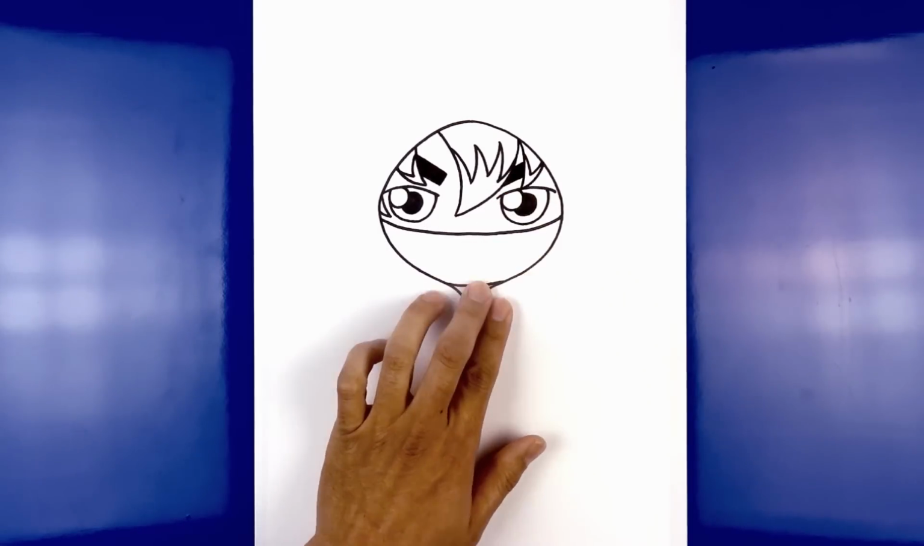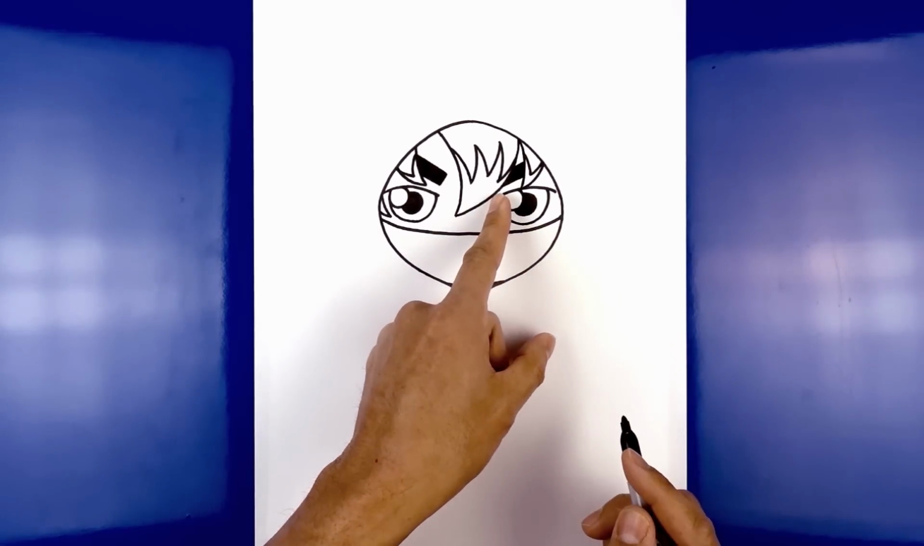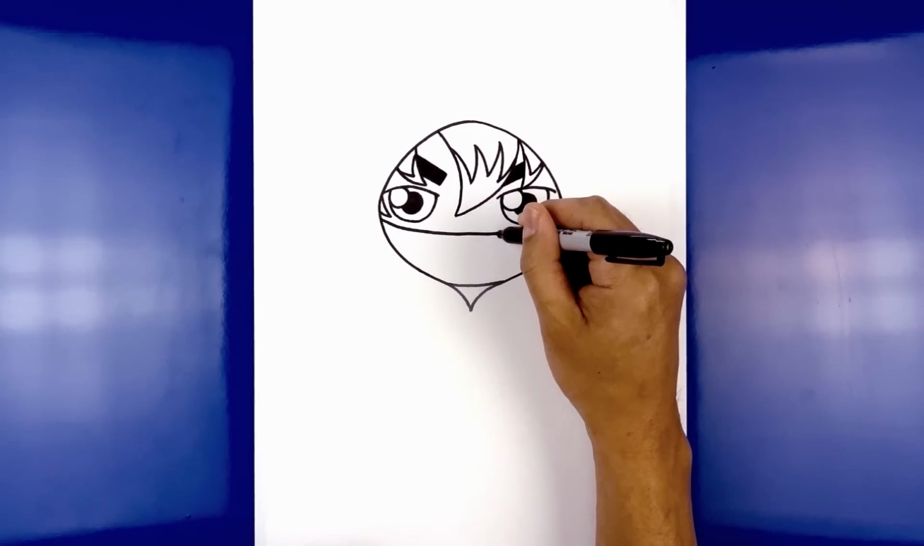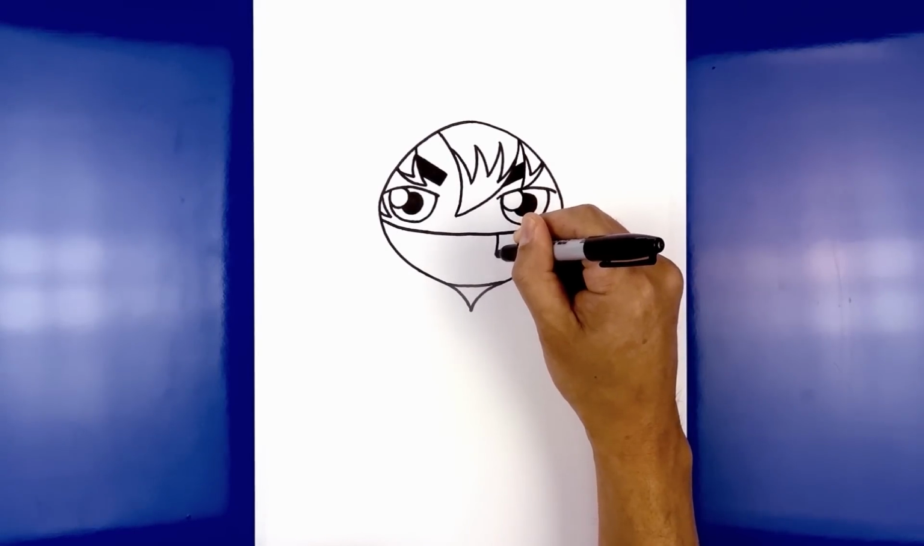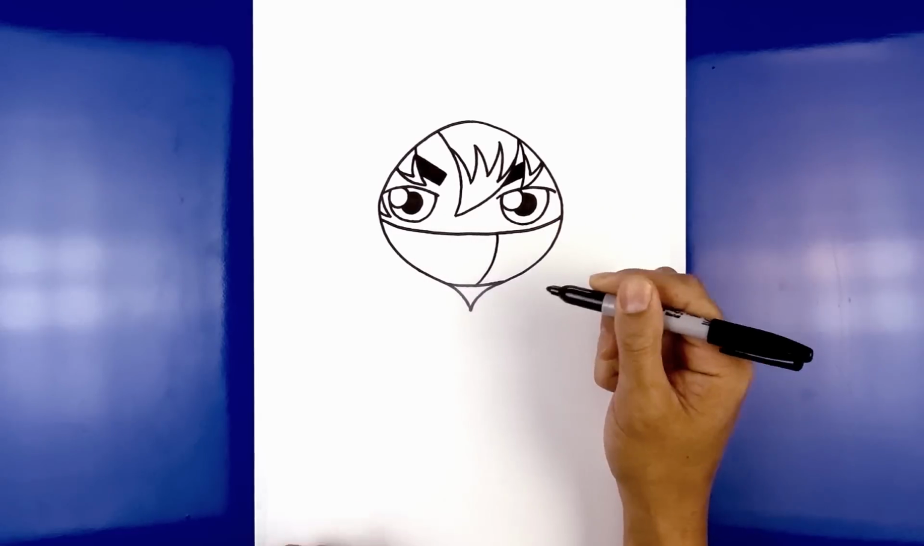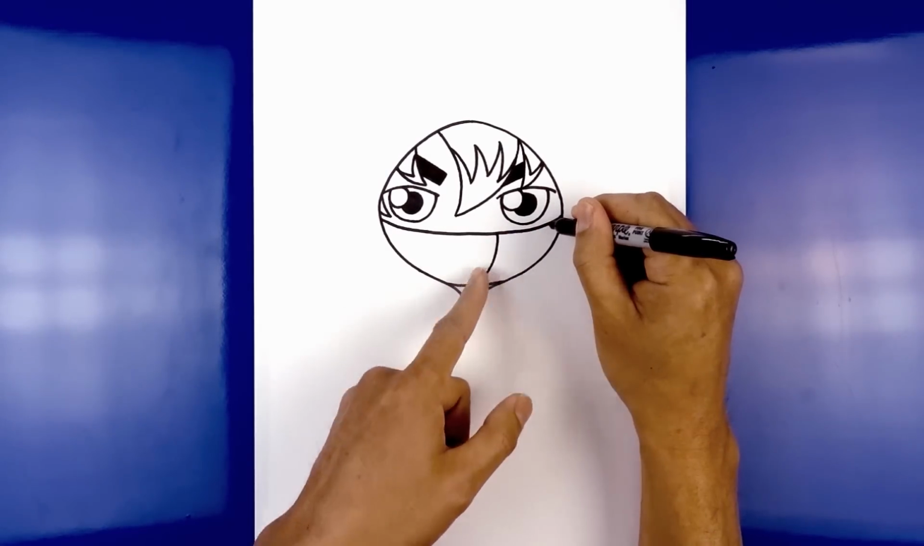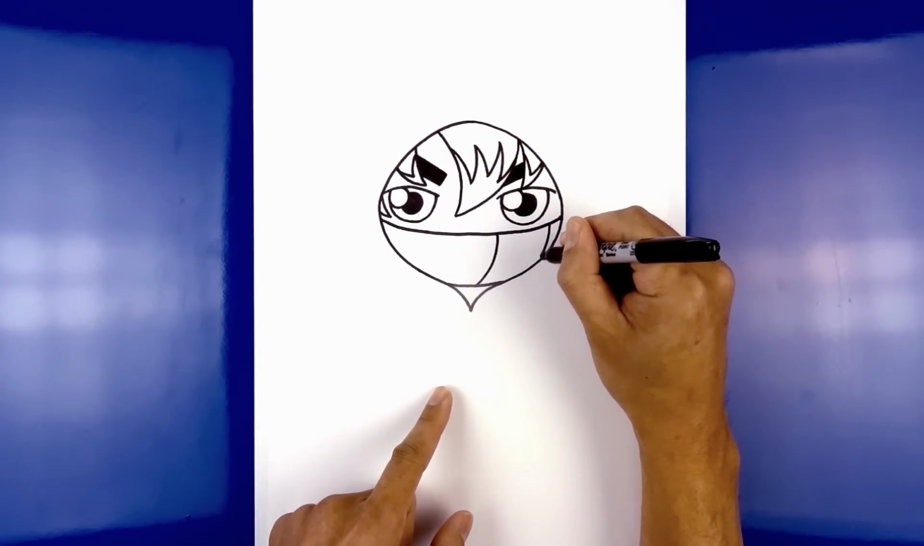Now let's add that thick stripe that goes across the mask. From the inside edge of the right eye, we're going to come down towards the top of the mask. We're going to curve down and over towards the left. Now let's move out and draw that same curve, coming down underneath the hood.